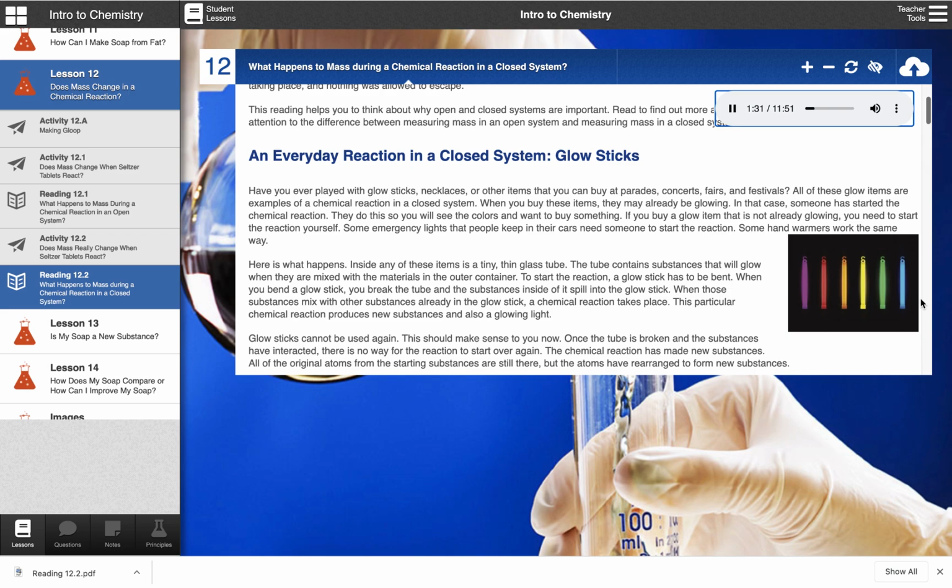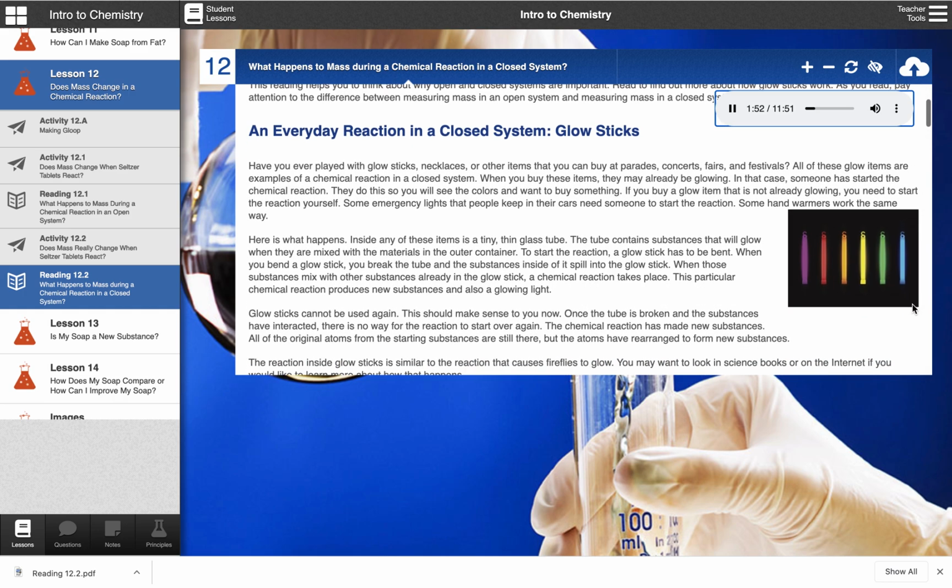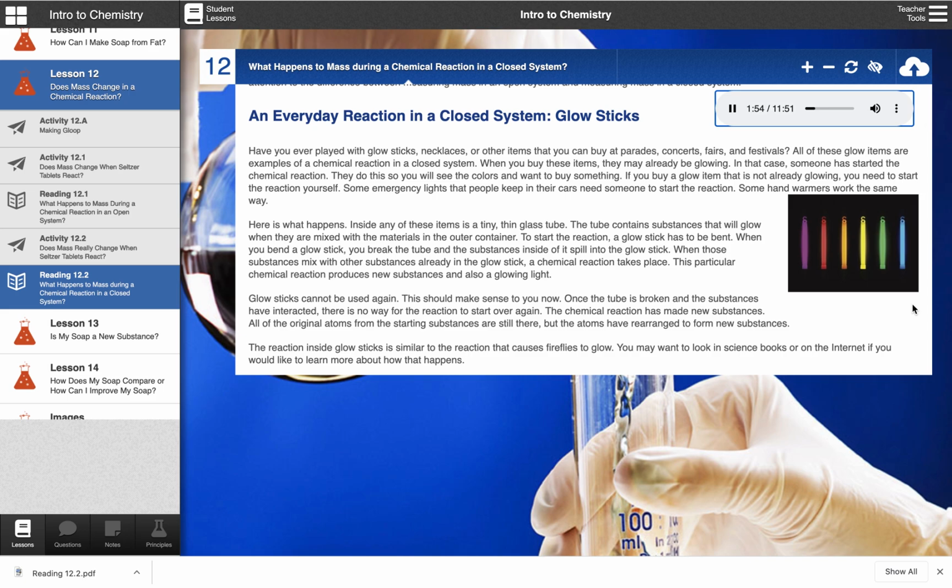When you buy these items, they may already be glowing. In that case, someone has started the chemical reaction. They do this so you will see the colors and want to buy something. If you buy a glow item that is not already glowing, you need to start the reaction yourself. Some emergency lights that people keep in their cars need someone to start the reaction. Some hand warmers work the same way.